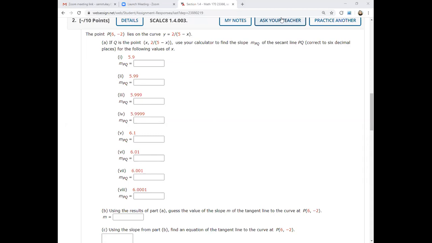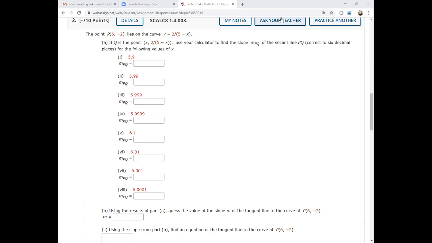So one way to do it would be, for every single part, to put the value of x into the function, so 2 over 5 minus 5.9, and find the corresponding y coordinate, and then find the slope 6 times or 5 times or whatever it is. Okay? But you can also find a general expression for the slope.